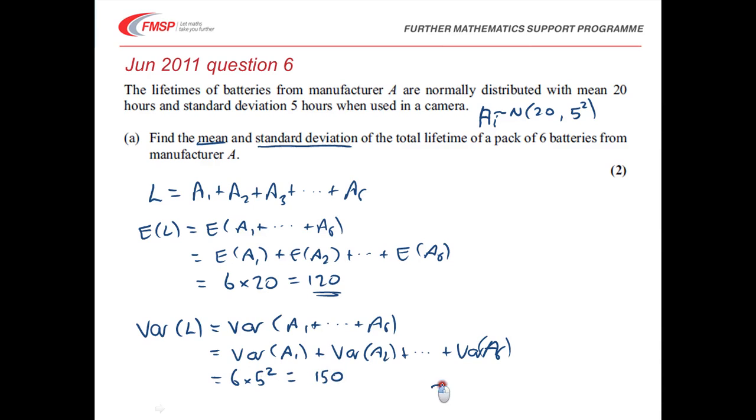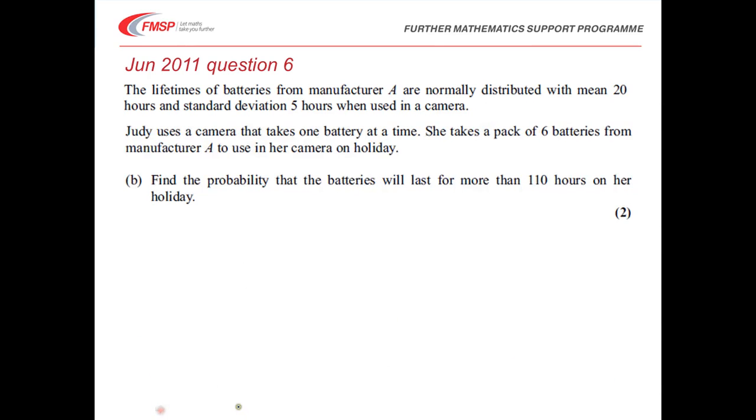So therefore the standard deviation of L is going to be the square root of 150, which is going to give me 12.2 or thereabouts. So that goes into a bit more detail about why and how the variance works. So you get 2 marks, effectively 1 mark for each.